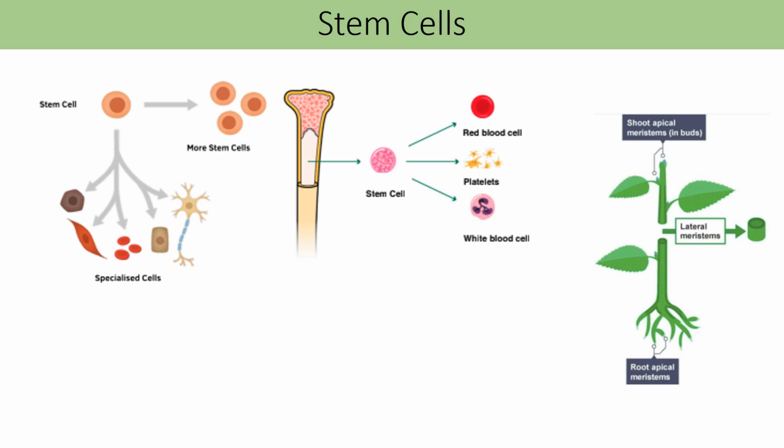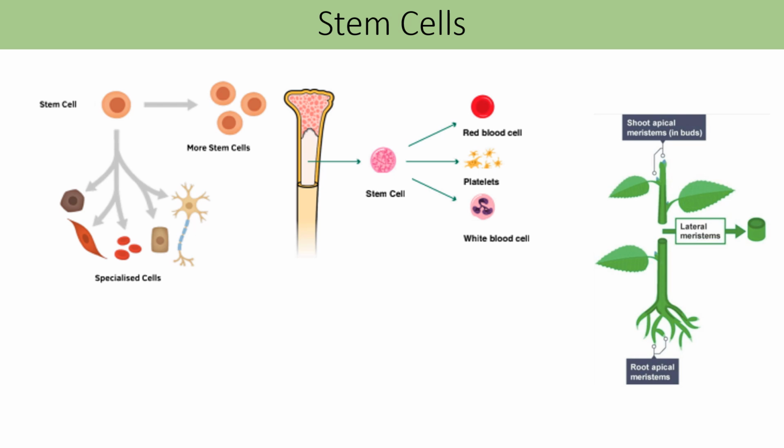Now, these are stem cells and they are found in embryos, and these are the really early stage of development. We can also find stem cells though in adults, and we would find those in the bone marrow. Now, these stem cells are unable to differentiate into all types of cell, but they can differentiate into blood cells.